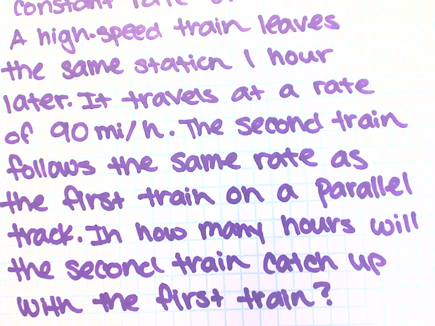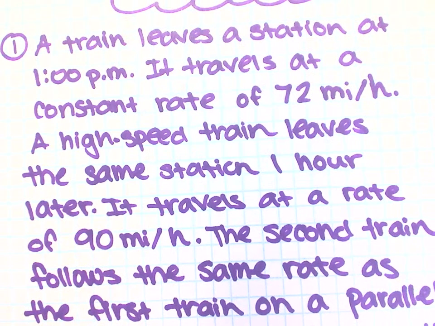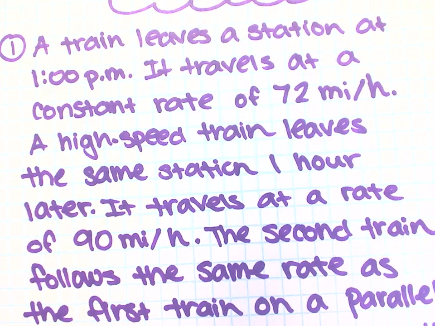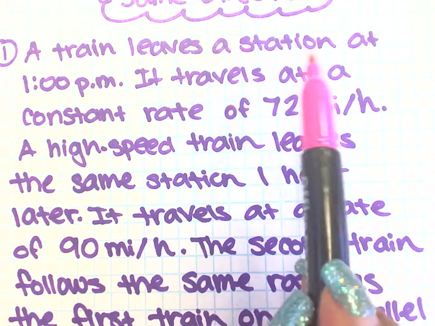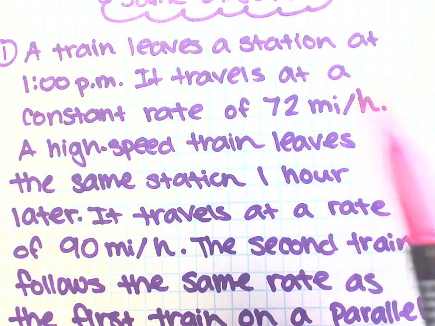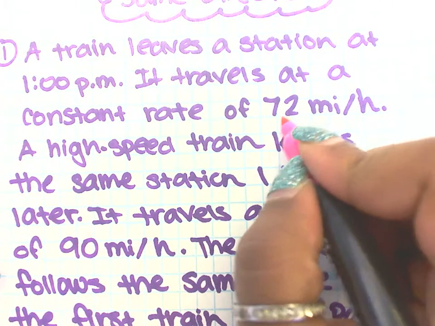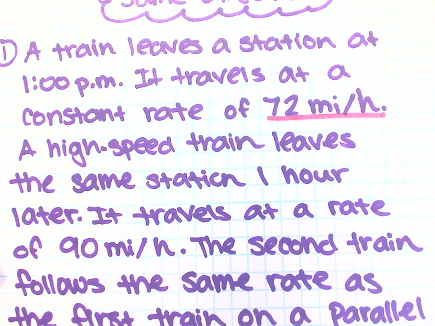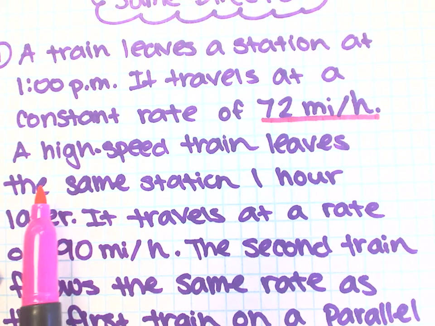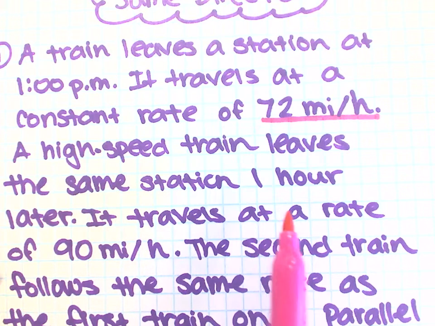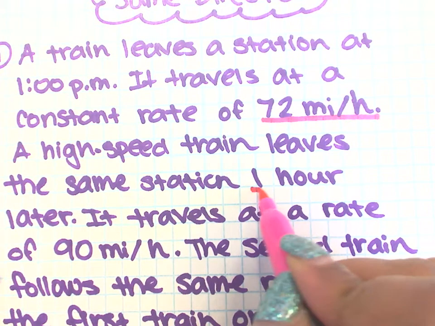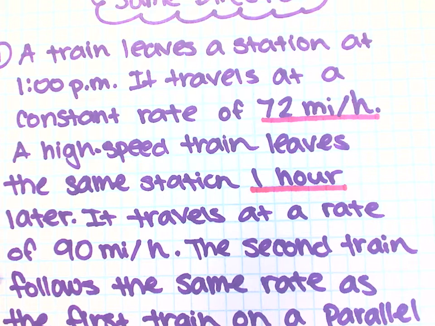So take another, different color, and let's underline our key things that we need to know. The train leaves the station at 1 p.m. It travels at a constant rate of, what's our first number? 72 miles an hour. So I'm going to underline that. Do the same. A high-speed train leaves the same station 1 hour later. Oh, there's another number, an hour later. It travels at a rate of, there's another number, 90 miles an hour.